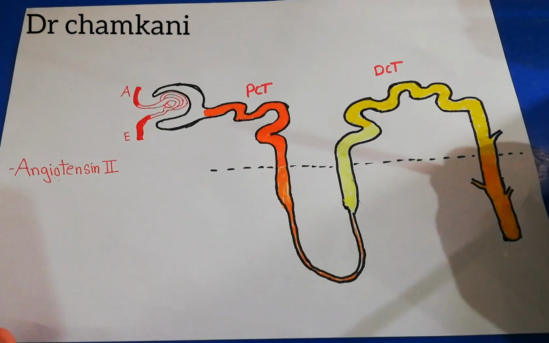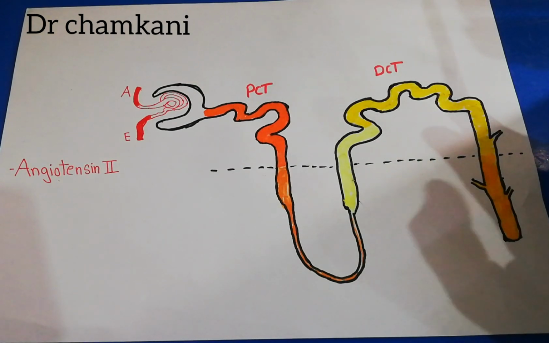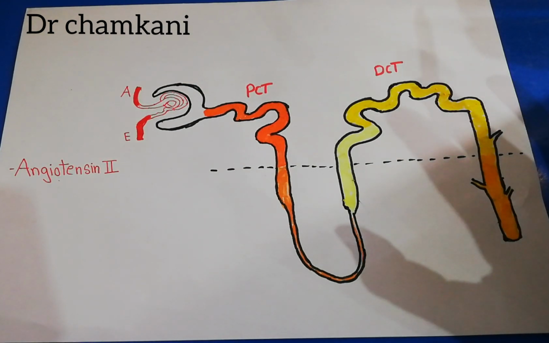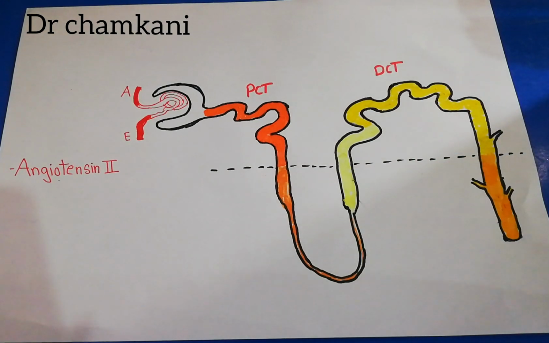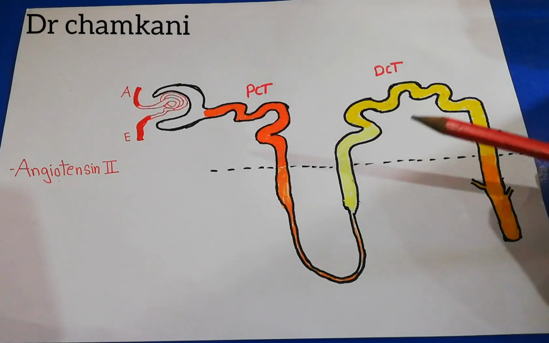So we have discussed the importance of different hormones like aldosterone, and we have also discussed the different conditions in which there is an increase or decrease in these hormone levels, and how these levels affect the tubular reabsorption process. So today we will discuss angiotensin 2, the role of angiotensin 2 in tubular reabsorption and urine formation.